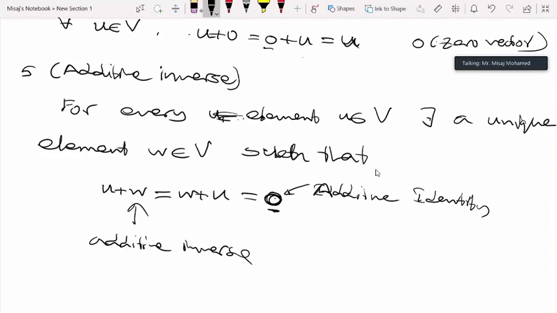Right. So how many properties have I given in vector addition? 5 properties. What is the first one? Tell me. For U1, U2 related to V, there is a corresponding and unique element. U1 plus U2 is related to V.